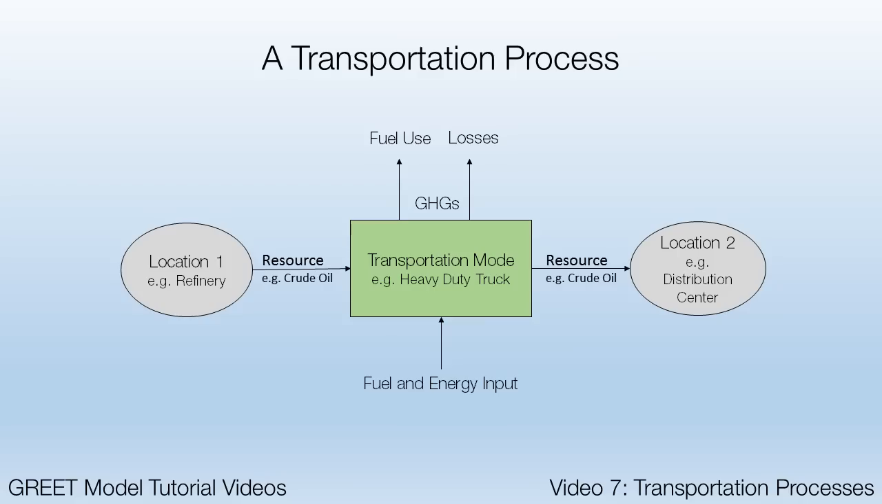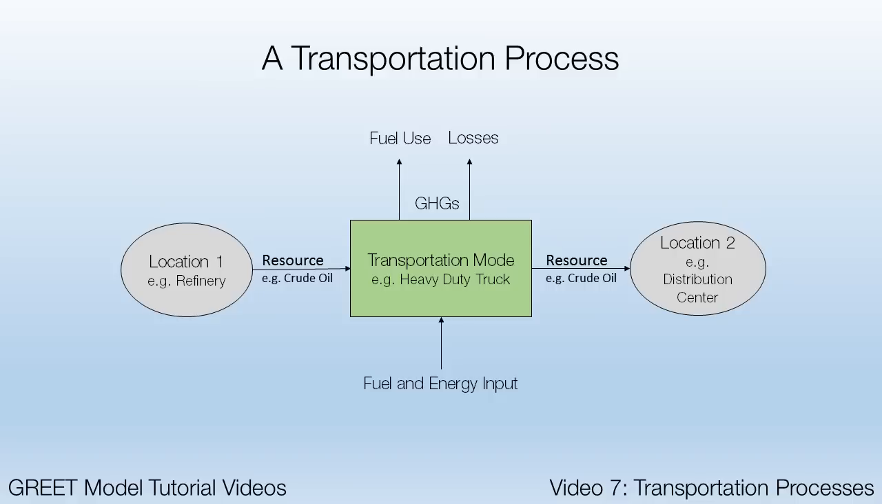Unlike with a stationary process, in a transportation process, the resource or product being modeled is not transformed. Instead, what we're doing is accounting for the energy and emissions resulting from transporting the resource or product between locations.